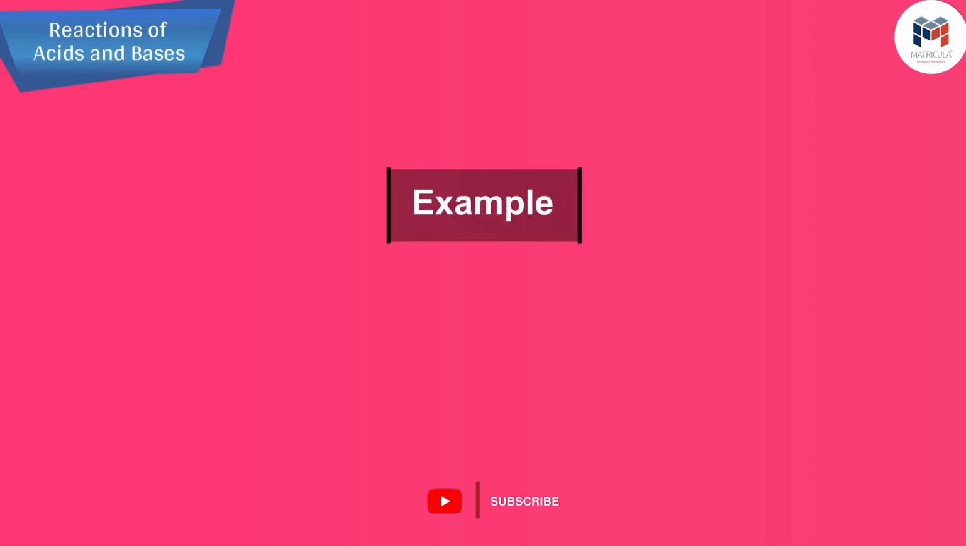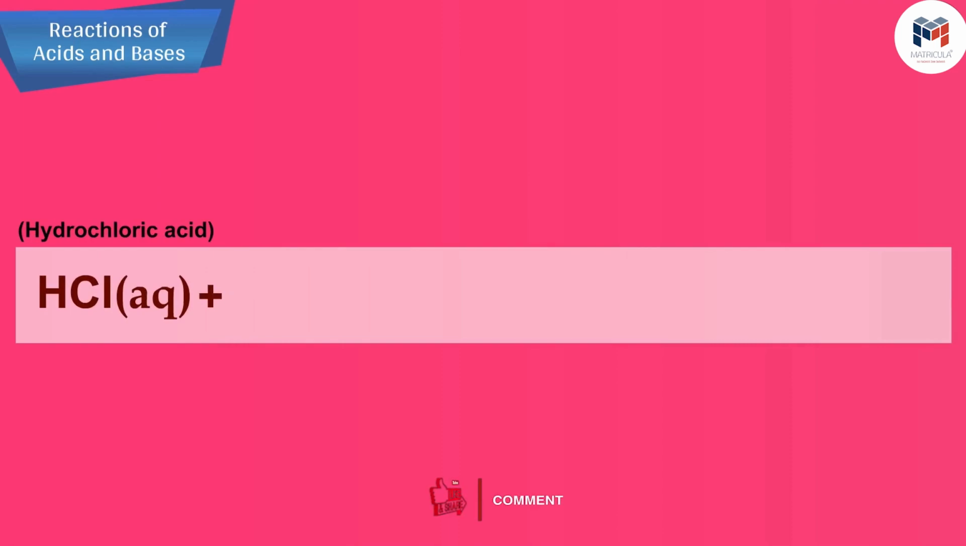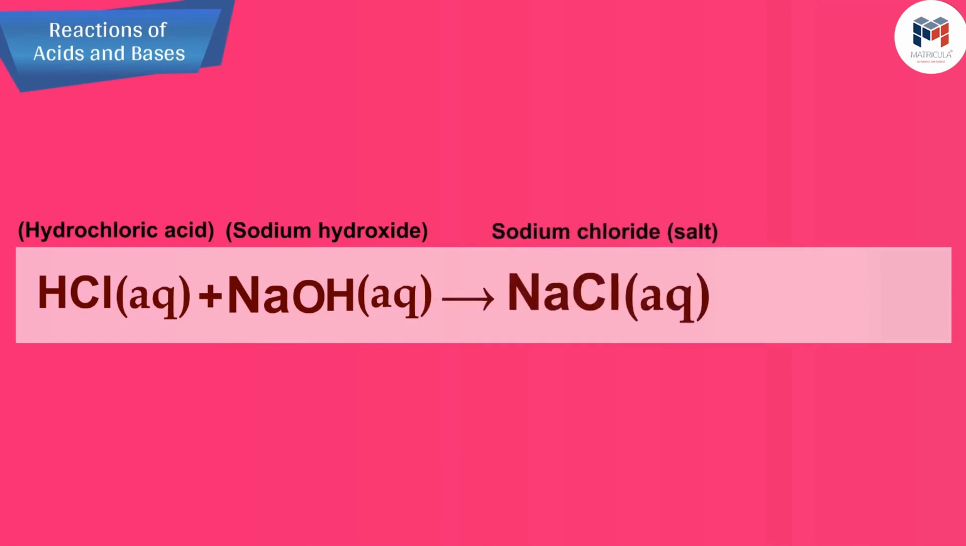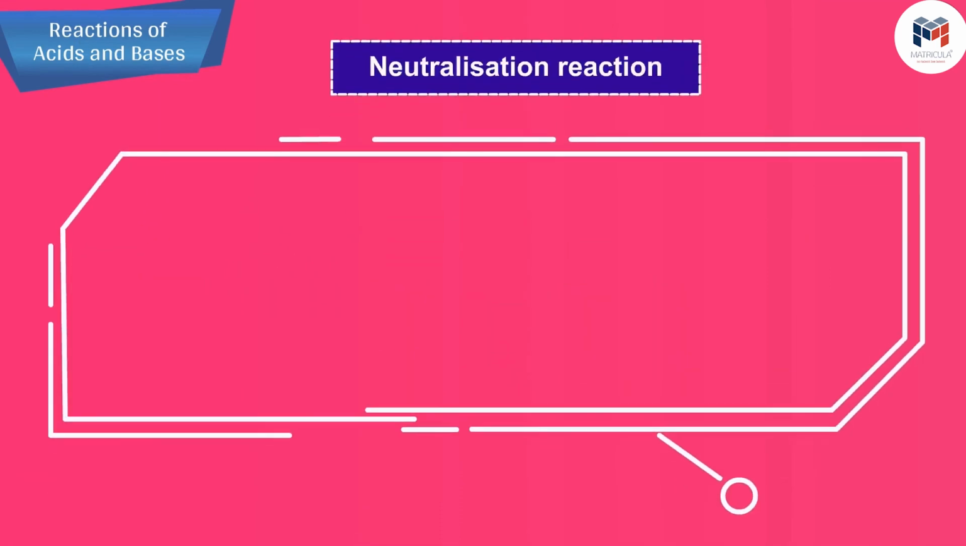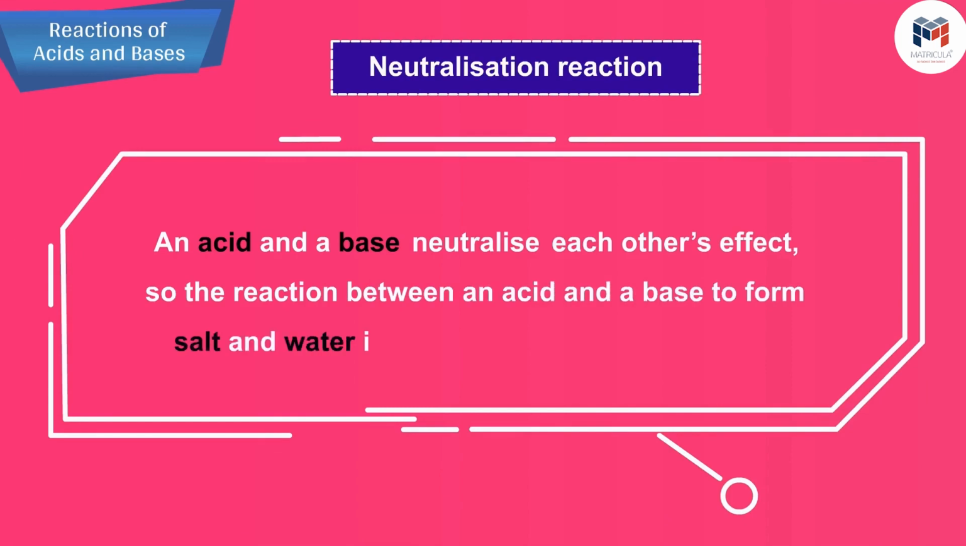Now, let us take one more example. If hydrochloric acid is treated with a base like sodium hydroxide, then neutralization occurs and there is a formation of sodium chloride, salt and water. The base neutralizes the acid and destroys its acidity. Since an acid and a base neutralize each other's effect, the reaction between an acid and a base to form salt and water is called neutralization reaction.